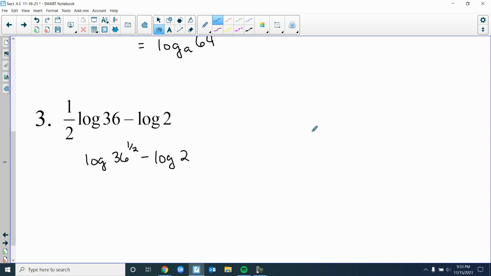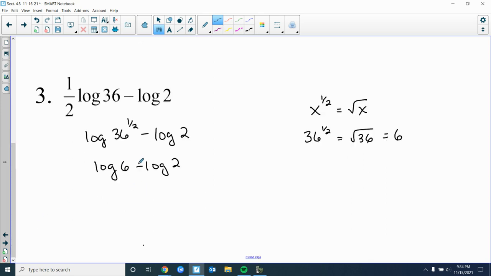Remember, the 1/2 power is the same as the square root. So 36 to the 1/2 power is the same as the square root of 36, and the square root of 36 is 6. So that becomes log of 6 minus log of 2. Using the quotient property, if you have a subtraction of logs, you divide the expressions. So that becomes log of 6 divided by 2, which is the log of 3. That needs to be the final answer for this case. 1/2 log of 36 minus log of 2.